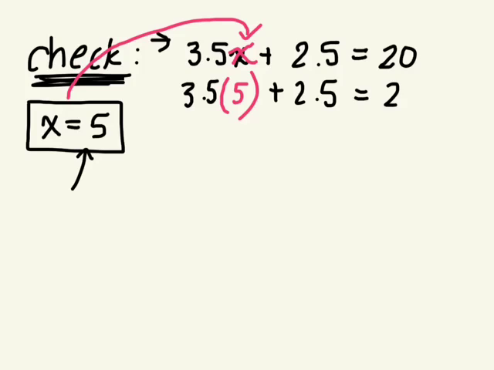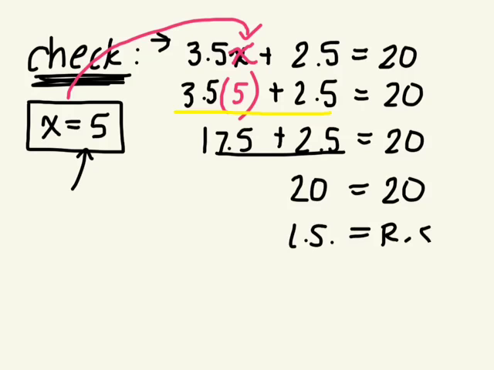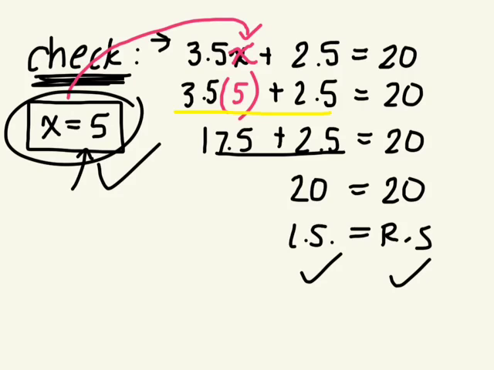And we're going to check to see if this is true. How would I check this? What do I have to do? Can I solve this side of the equation? 3.5 times 5. What's 3.5 times 5? 17.5. Plus 2.5. What is 17.5 plus 2.5? 20. So the left side is 20 and the right side is 20. Does this solution balance my equation? Left side is equal to the right side, so this answer has to be correct.